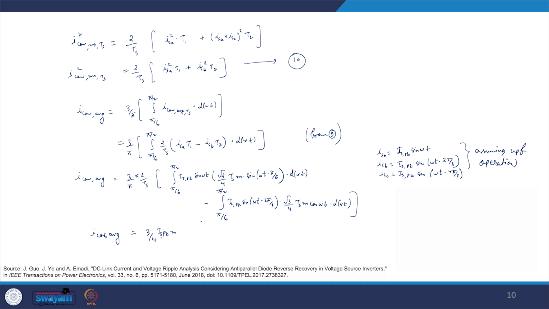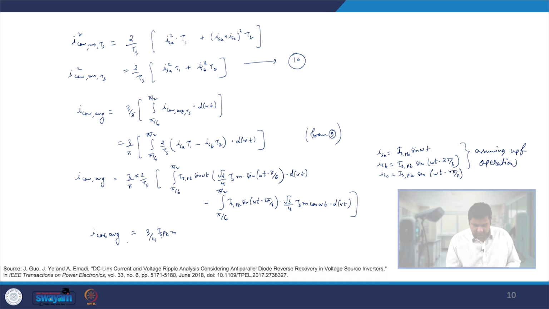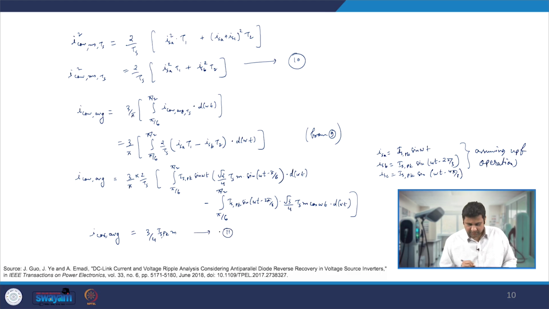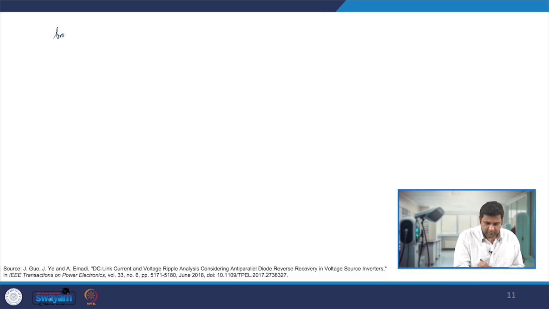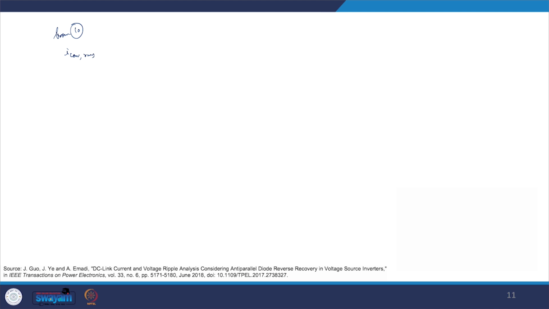So this is the value we will get for the converter average value. Now let us see, defined as 11, and similarly we can calculate from 10 our I converter RMS, meaning RMS over the line cycle.